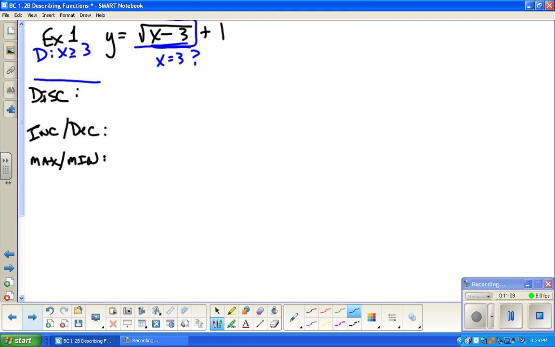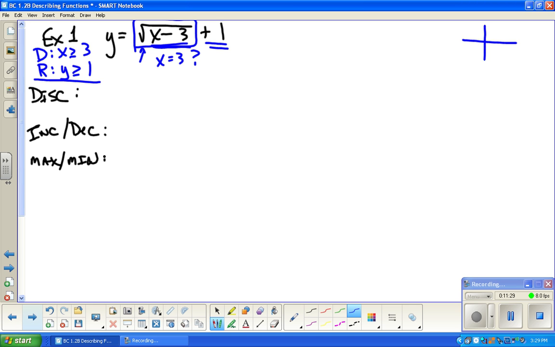Also, when you take a square root, the answer is always positive unless the inside is actually 0. So that means the smallest value for this would be 0 plus 1. So the range is going to be greater than or equal to 1. Now I know some of you looking at that are going, what the heck just happened?